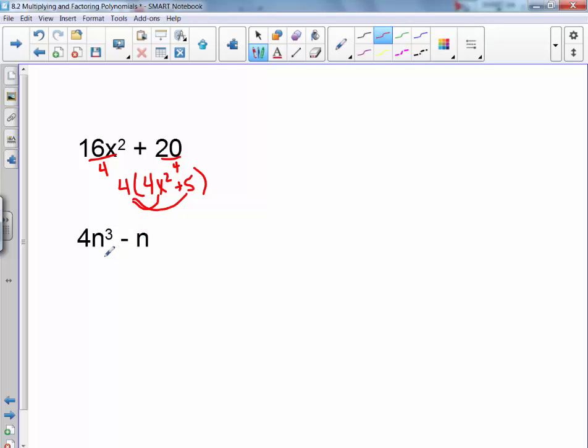Alright, what do these have in common? No number, because this one's a 1 and this one's a 4. There's no number they have in common. This one has an n to the third and this one has an n. The way I look at it is there are 3 n's here and 1 n here. What do they have in common? They have in common an n. So we put the n on the outside. Then we divide each one of them by n. Okay, 4 divided by 1 is 4. n to the third divided by n, 3 minus 1 is 2, so n to the 2. Minus, and n divided by n is 1. Are you beginning to get this?